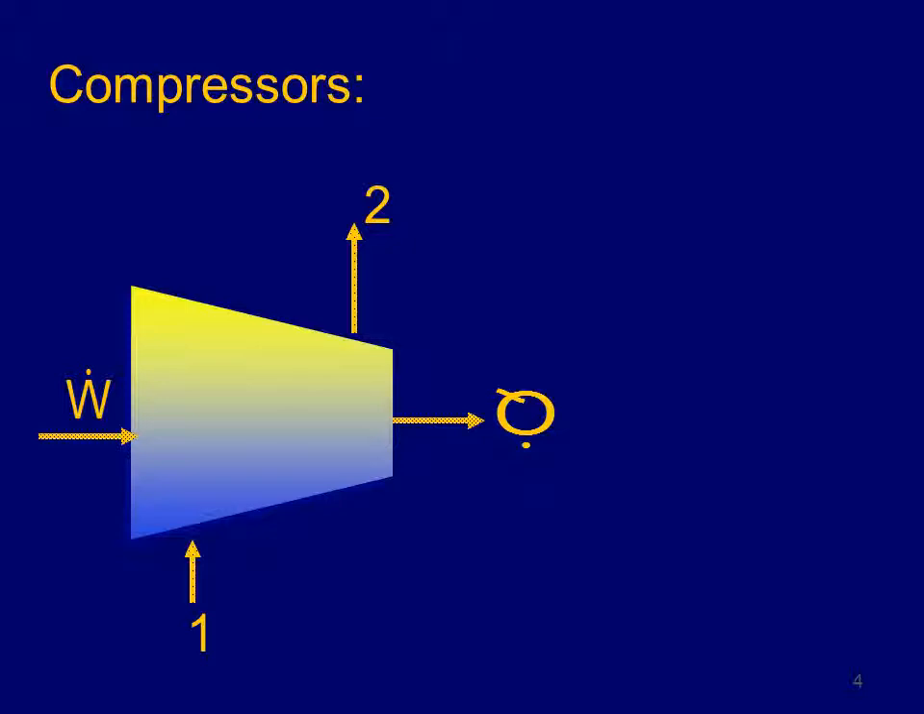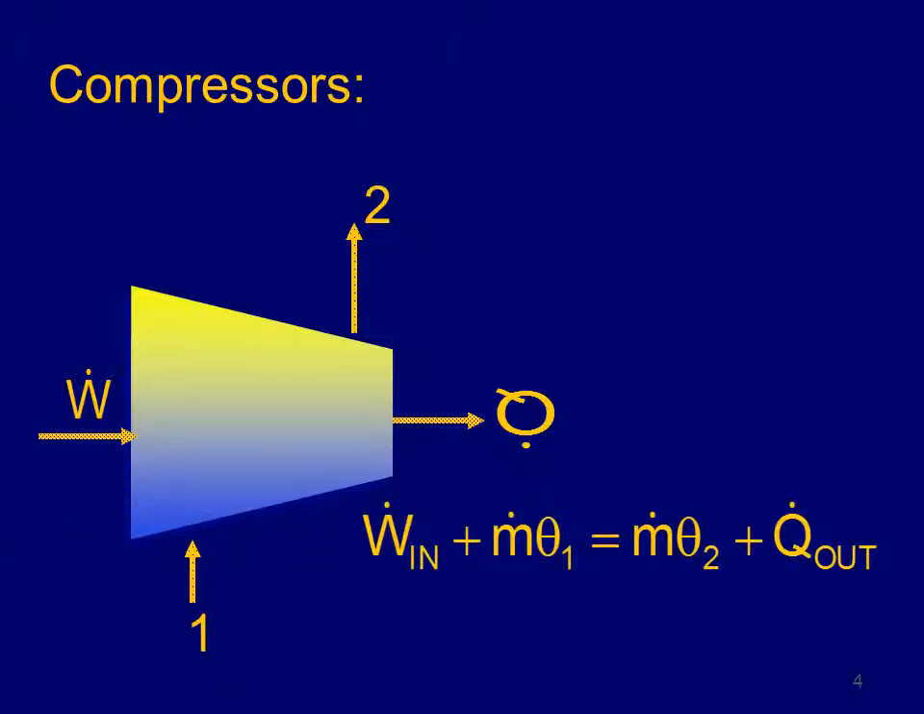Oh, I've got my Q upside down, but this here is meant to be Q, heat loss from the compressor. There are some situations where you want to insulate the compressor and try to avoid heat loss, and there are others where you may want to cool it. Why would you want to cool it? First of all, let's look at the energy balance.